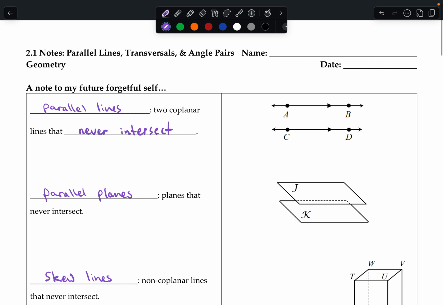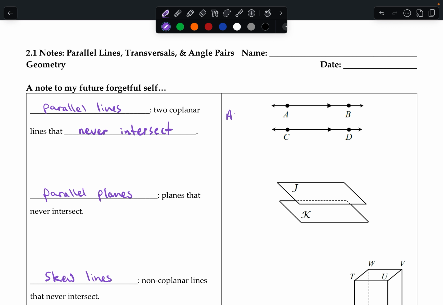We're going to go through the 2-1 notes. Those are over parallel lines, transversals, and angle pairs. So first off, parallel lines, we've probably seen this before in algebra, but just as a reminder, parallel lines are two coplanar lines that never intersect, just like these that you see on the right.